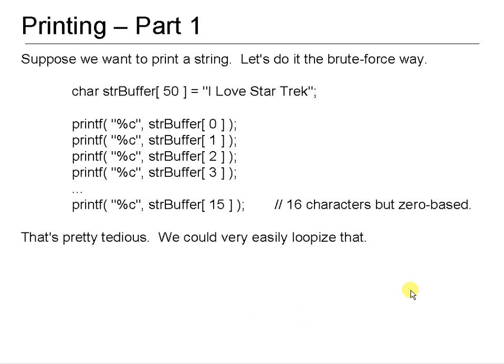So I say char str_buffer size 50 equals "I love Star Trek" semicolon. And so then I'd say printf a character and then the element at spot 0, and then at spot 1, 2, 3, and so on all the way up to 15. Now "I love Star Trek" is 16 characters long, but it's 0 based. So it goes from elements 0 to 15. That's pretty tedious, but we could very easily loopize that.